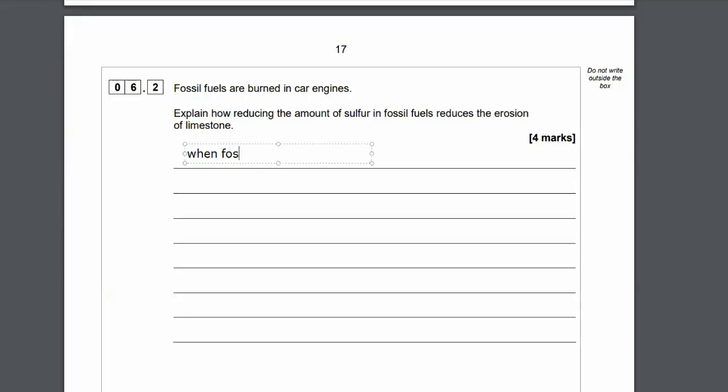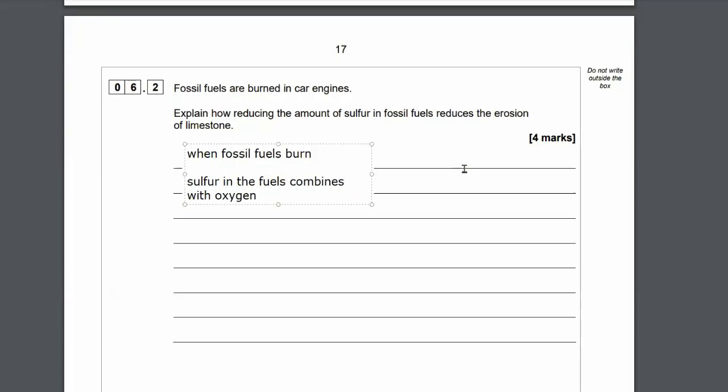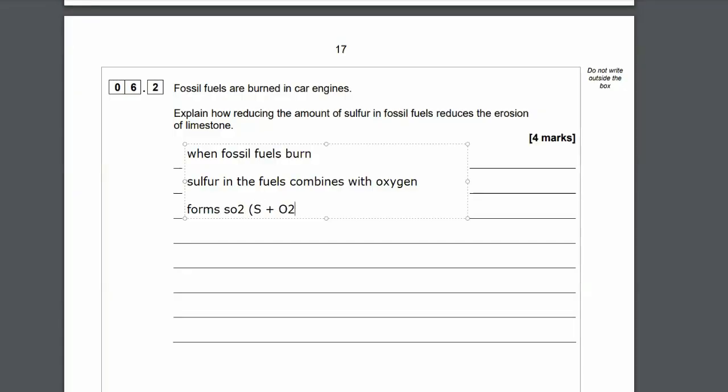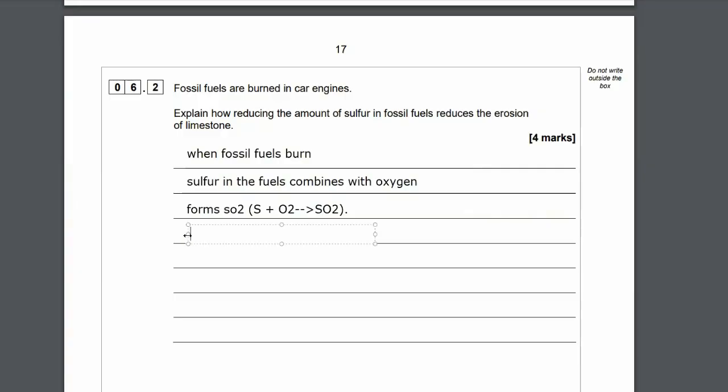So essentially, fossil fuels contain a little bit of sulfur, right? Hidden within the fossil fuels, a bit of a mixture. The sulfur combines with oxygen in a reaction, which is sulfur plus oxygen makes sulfur dioxide. So that's S plus O2 goes to SO2. So you're going to get a mark for showing that sulfur mixes with oxygen to make sulfur dioxide when fuels are burnt. Sulfur dioxide is a gas.